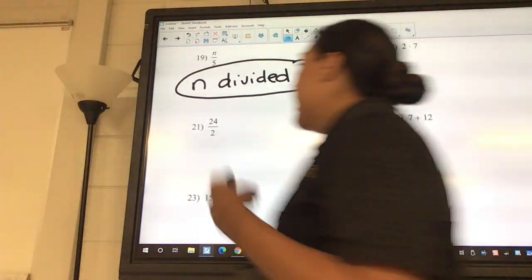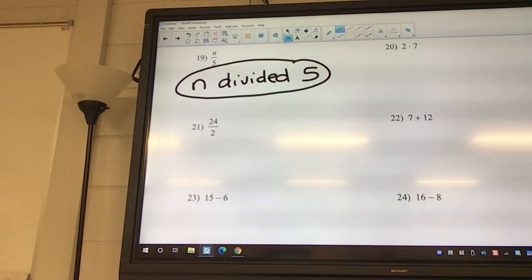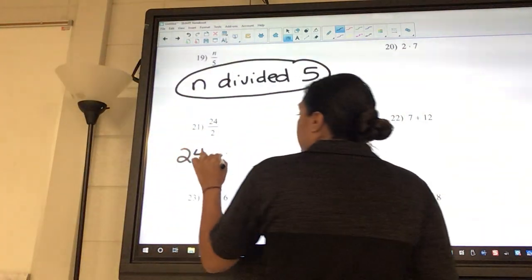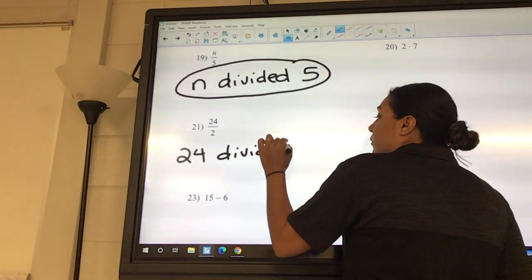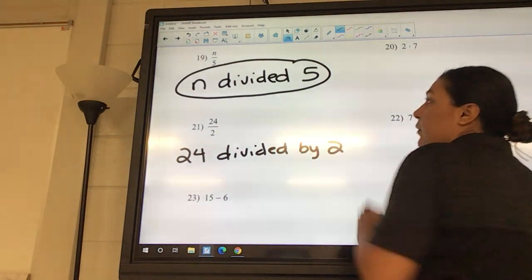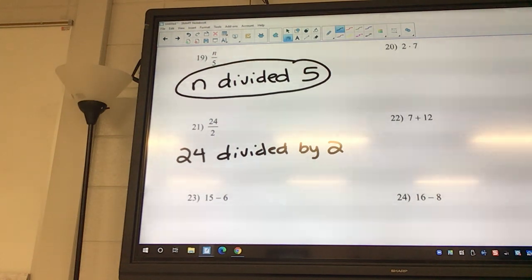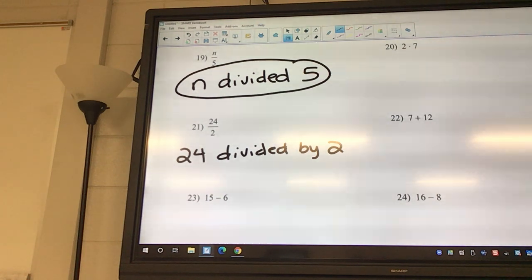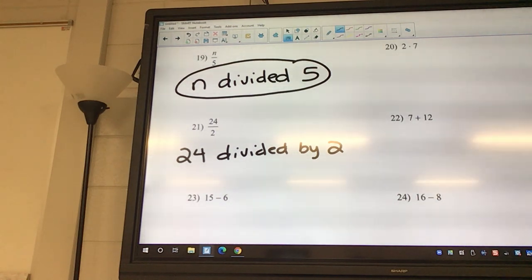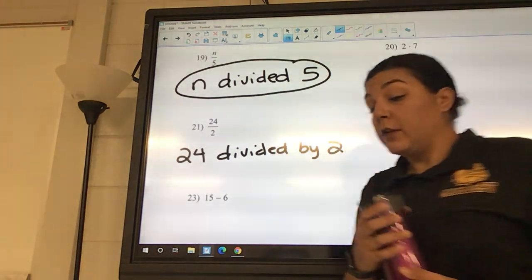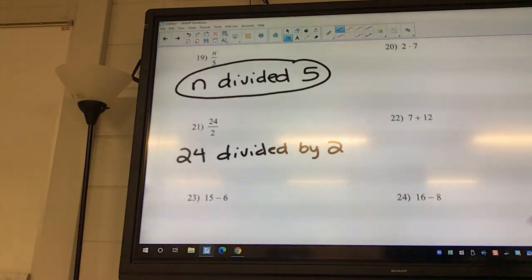21, how would we say this out loud? 24 divided by 2. Oh, I forgot to write divide. Oh, 19 is okay. Is there another word for divide? Divide is the most common one. You could say over because it's a fraction. Quotient is a word. I don't use it very often, but there are other words.